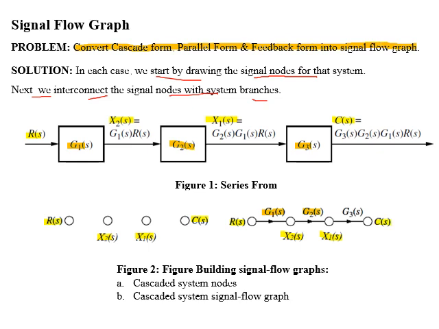Now again in figure 1, third block has transfer function g3 of s and output signal c of s and input x1 of s. So x1 of s and c of s will be connected with a branch having gain of g3 of s, and this will complete the signal flow graph.